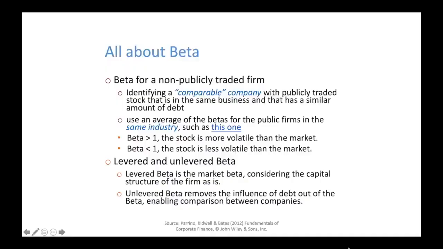All about beta. This identifies comparable companies with publicly traded stocks that are in the same business or that have a similar amount of debt. It uses an average of betas for public firms in the same industry. If beta is greater than 1, the stock is more volatile than the market. If beta is less than 1, the stock is less volatile than the market. Leveraged beta is the market beta, considering the capital structure of the firm. Unleveraged beta removes the influence of debt out of the beta, enabling comparison between companies.